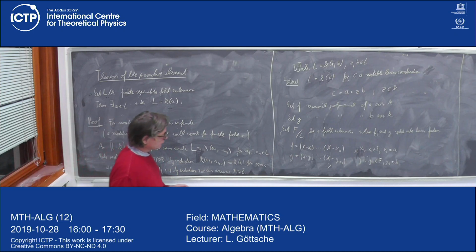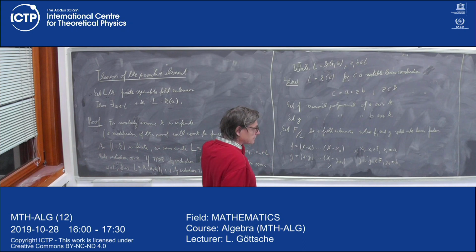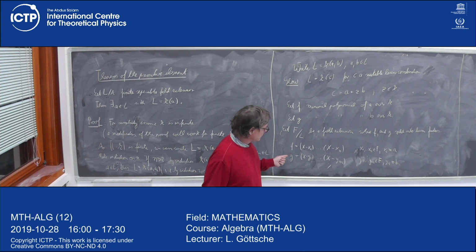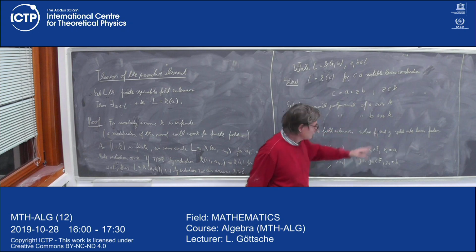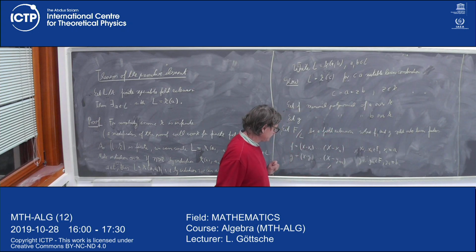Now we want to use that we have a separable field extension. So our polynomial g was irreducible as a polynomial in K, and L over K is a separable extension, such that g has no multiple roots in its splitting field. So that means all these yi are different.